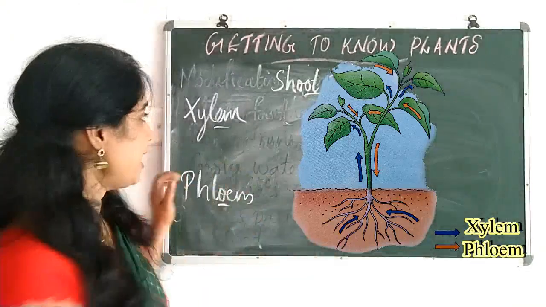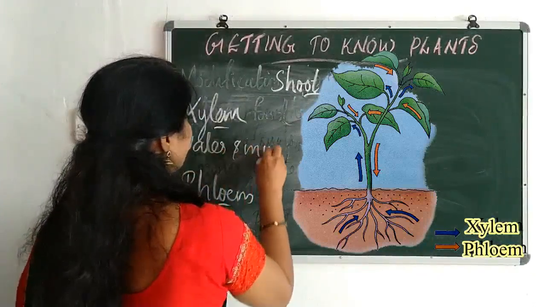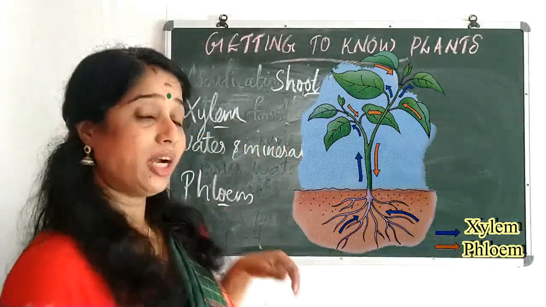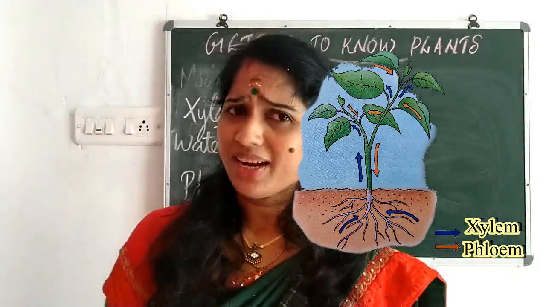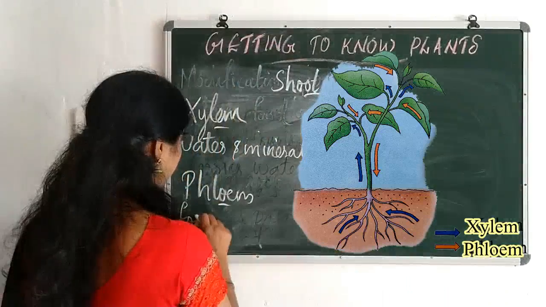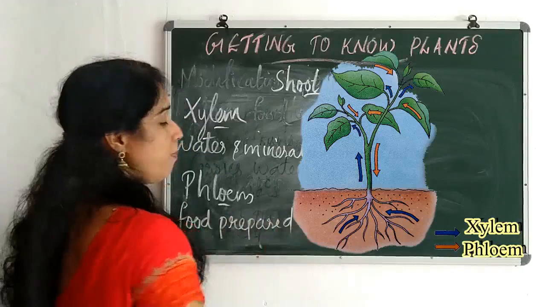You know xylem, what does xylem carry? It carries water and minerals. And what about the phloem? Correct. It carries the food prepared by the leaves. Phloem carries the prepared food to all parts of the plant.